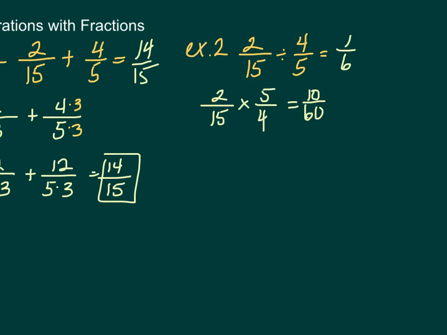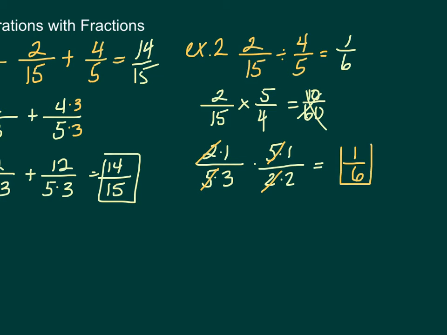So let's back up from that 10 over 60. And let's say, okay, 2 is 2 times 1, 15 is 5 times 3, 5 is 5 times 1, and 4 is 2 times 2. So now if I look at this, I can cancel a 2 in the top and a 2 in the bottom, a 5 in the bottom and a 5 in the top, and I'm left with 1 over 6. It saves me from having to reduce big numbers later.